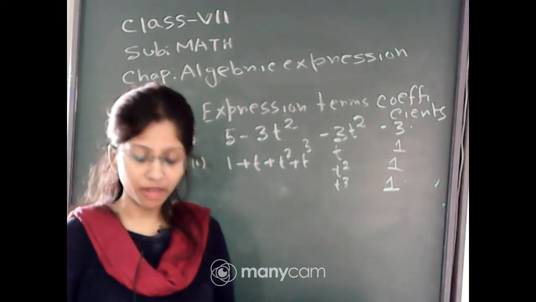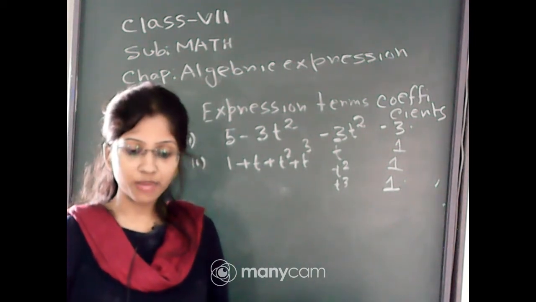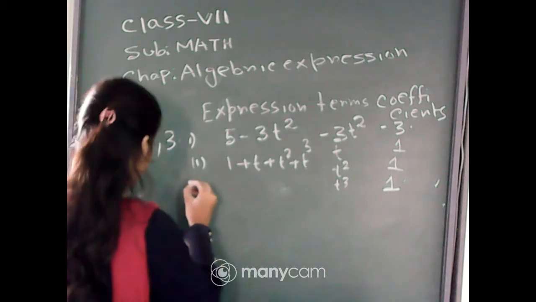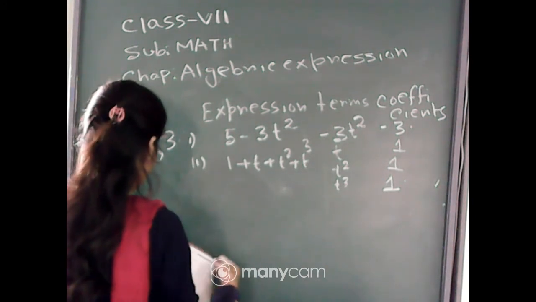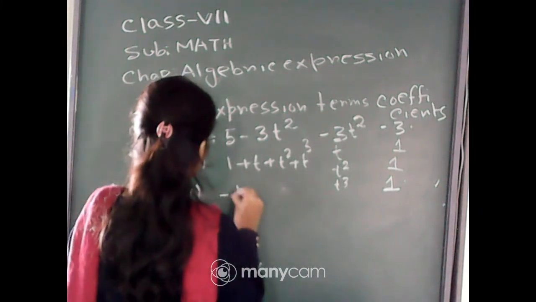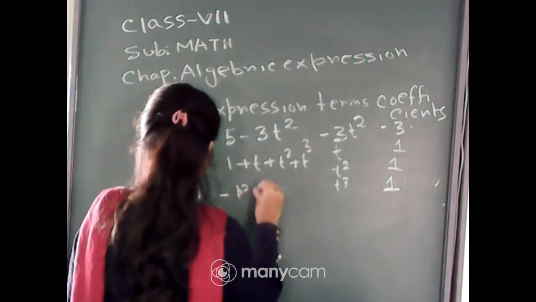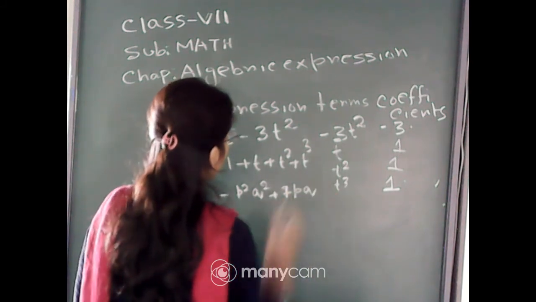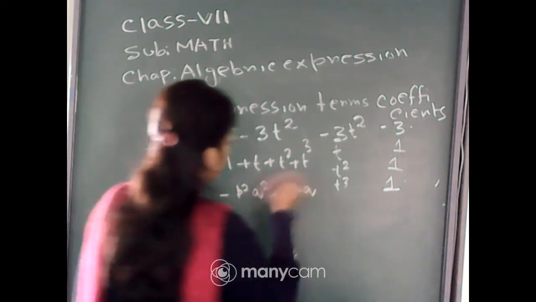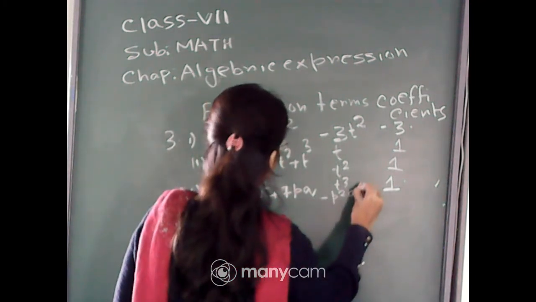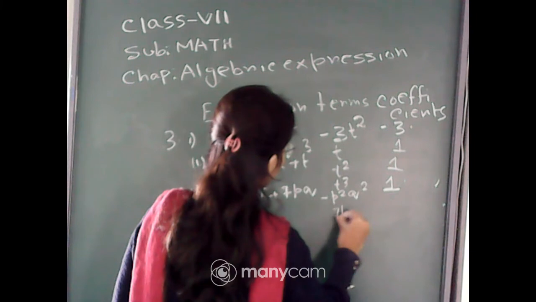Next, question number 5. Here the algebraic expression is minus p square q square plus 7pq. Therefore, the terms of this algebraic expression are minus p square q square and 7pq.